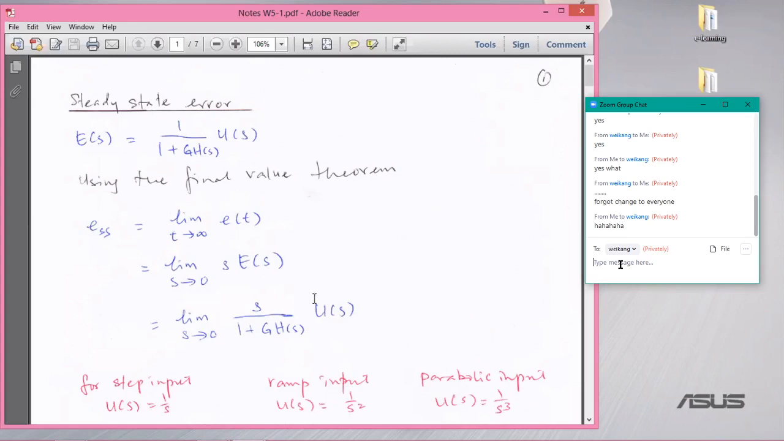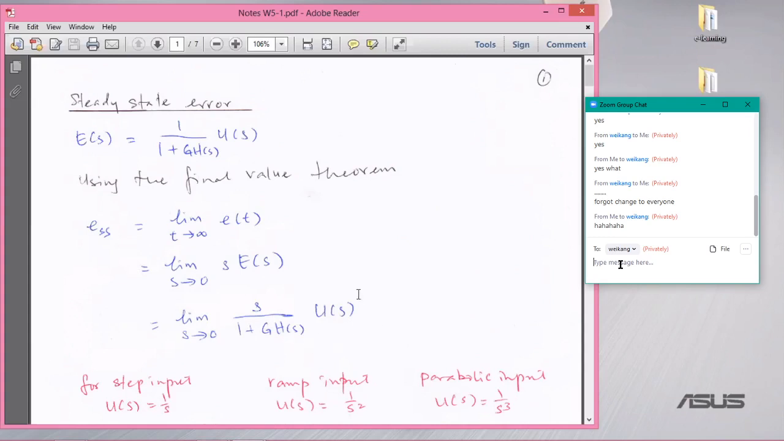One is the input signal. So the steady state error depends on the input U of s. For different inputs, you're going to have different types of error. It also depends on G H of s, which is the open loop transfer function. It depends on the class or type of the system. So steady state error depends on two things.